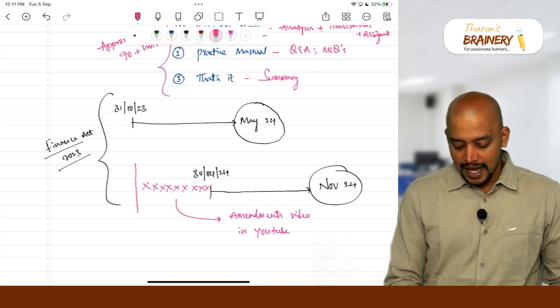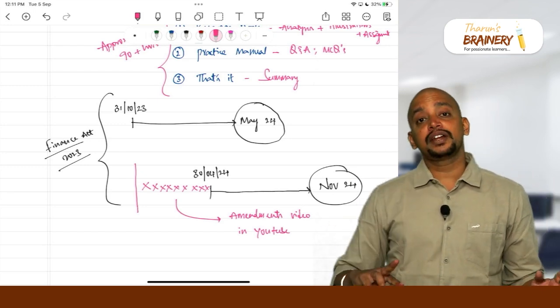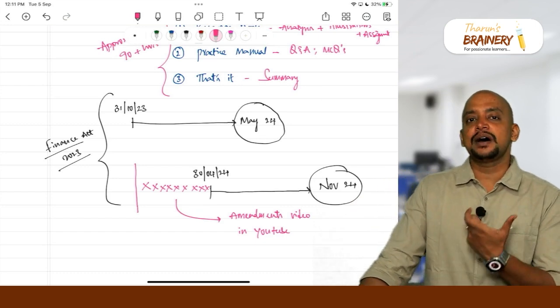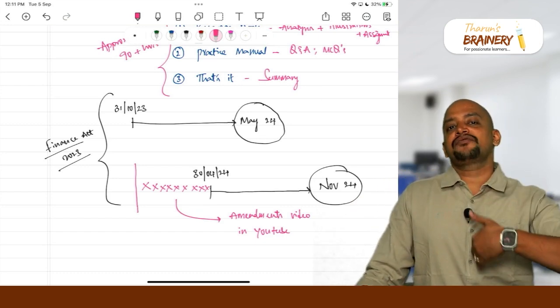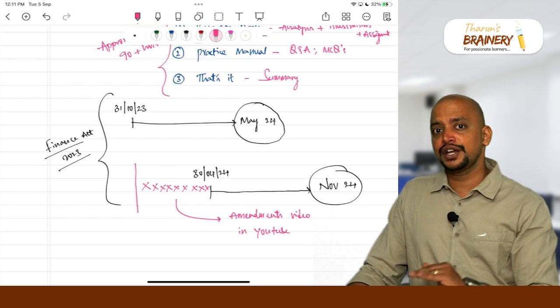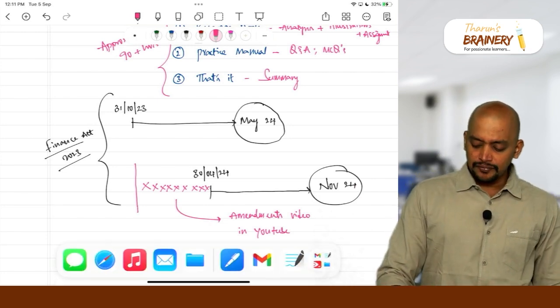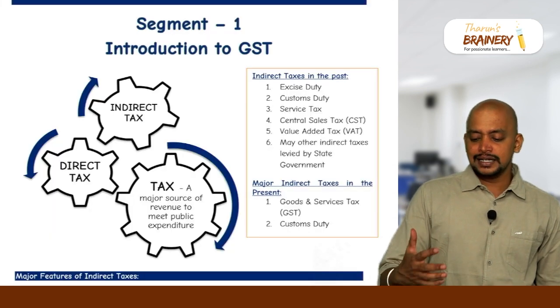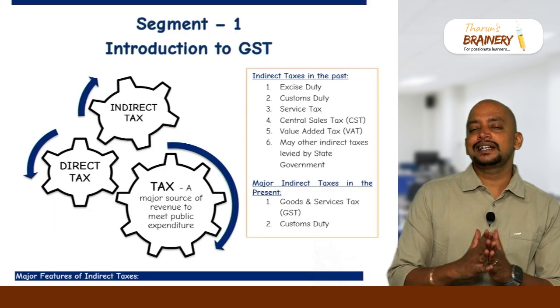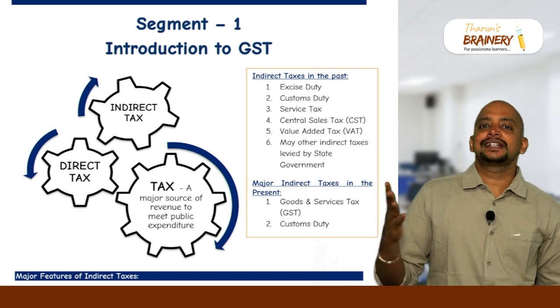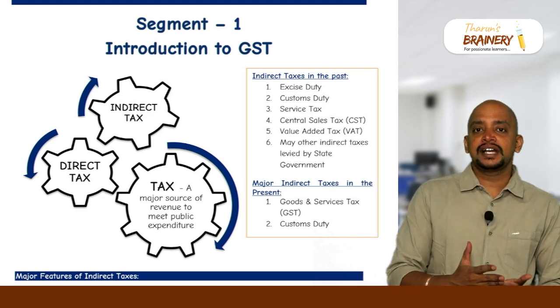So these amendments, if you are appearing for November 24, these extra amendments alone you need to cover apart from this batch. Otherwise, for May 24, this batch itself will be sufficient, okay? Now, you can see in this first chapter, the entire discussion is based on Finance Act 2023 as well as the various amendments.